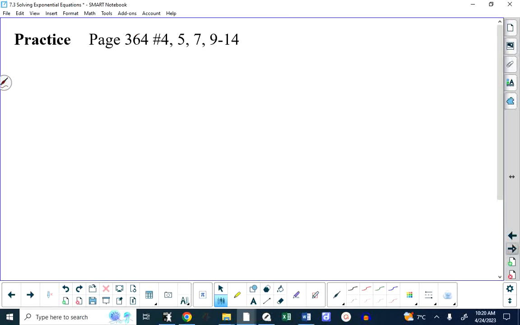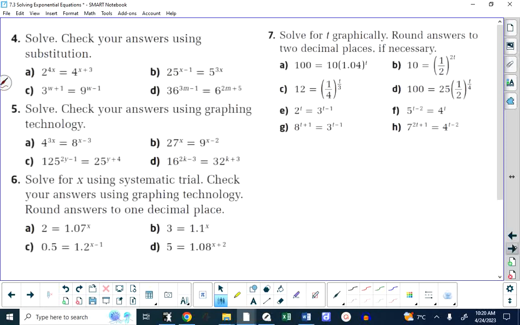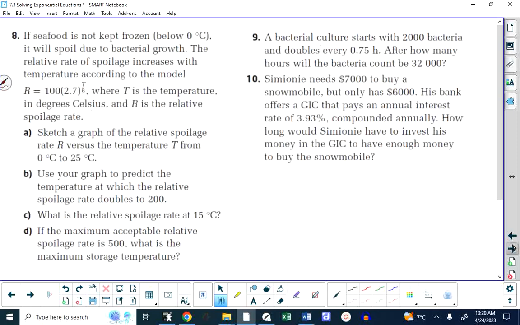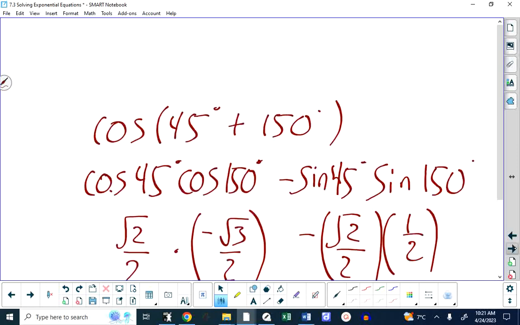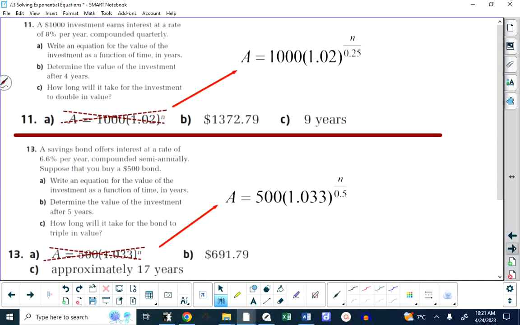Page 364, questions 4, 5, and 7 are dealing with solving equations. 8 through 14 are dealing with investments. I believe the answers to number 13 and 11 are wrong in the back, but if you look in your textbook in the back, I think somebody's probably already made that correction, because we discovered this correction a long time ago.